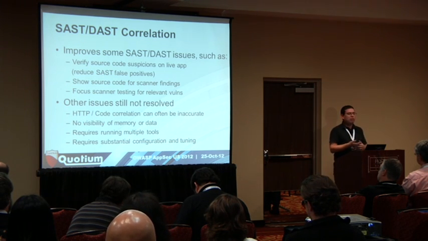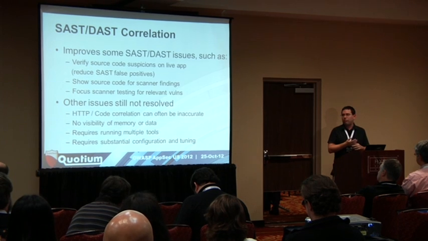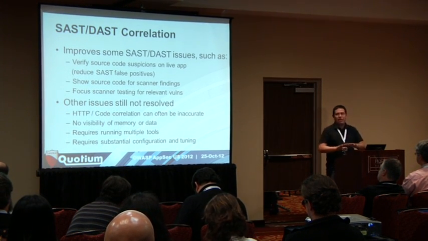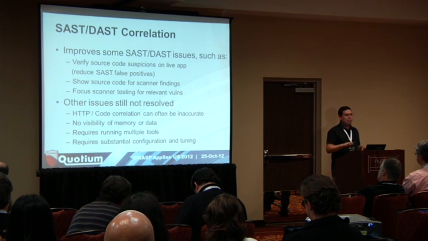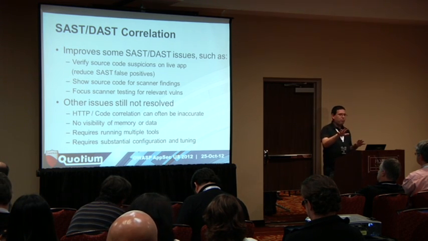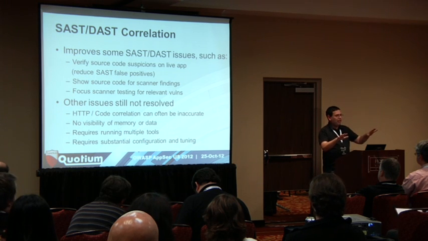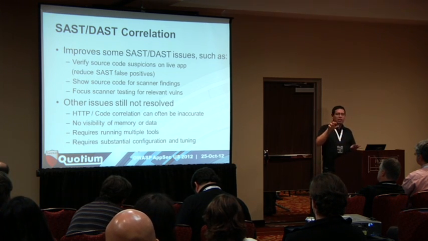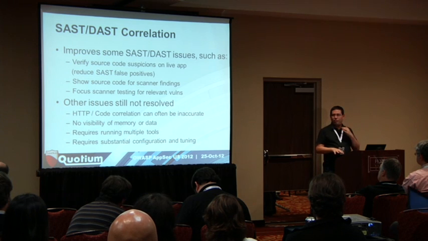We've seen the first generation of static and dynamic correlation was really just run this, and then try to correlate the results. The second generation was more about, okay, I saw something with my scanner, so I'll tell my static analyzer to look for that, and then I saw something with my static analyzer, I'll give my scanner some instructions to focus on that.